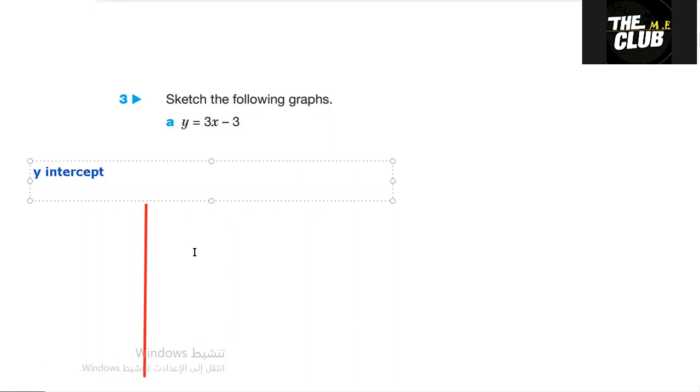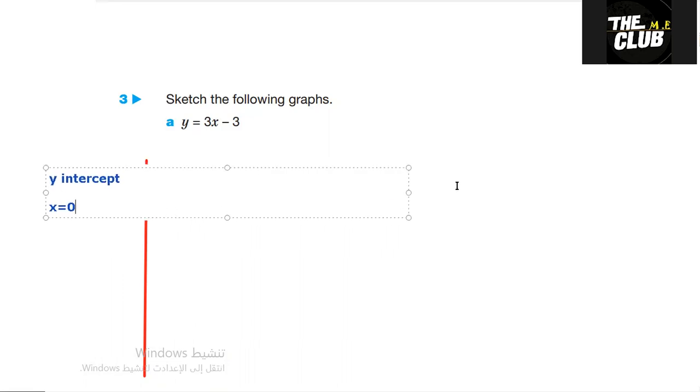When we say y-intercept, it means x equals 0. Don't forget this. The y-intercept means x equals 0 because it's the point where the line crosses the y-axis. All points on the y-axis have x equals 0. Same idea for the x-intercept. When you're trying to find the x-intercept, it means all points on the x-axis, and all points on the x-axis have y equals 0. So y equals 0. Good.